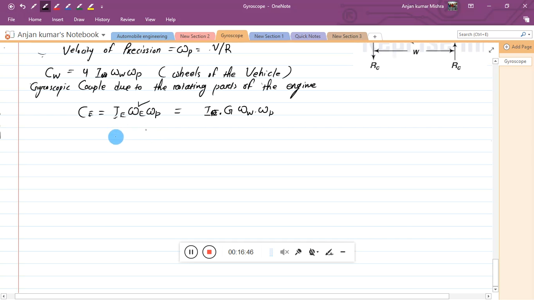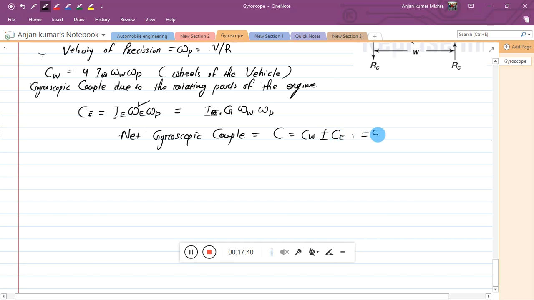So now the net gyroscopic couple will be equal to CW plus or minus CE. Why plus or minus is written here: the plus symbol, the positive symbol, is for when the direction of rotation of the wheels and the parts of the engine is the same, and minus when the direction sense is opposite for the wheel rotation and the engine parts rotation. That is why we have written both symbols, plus or minus.